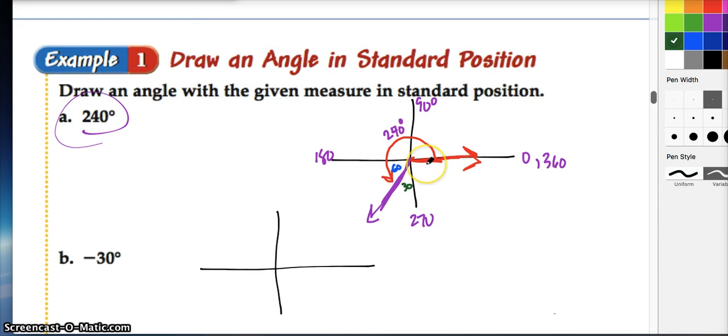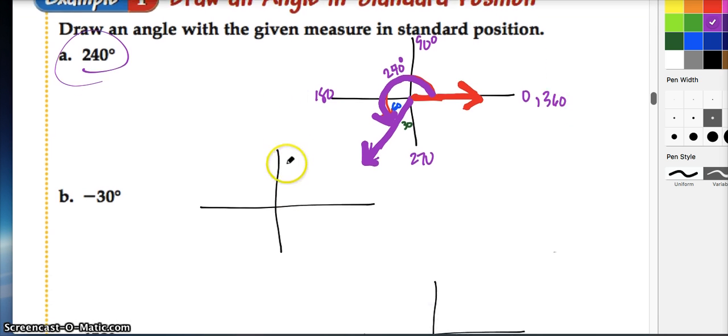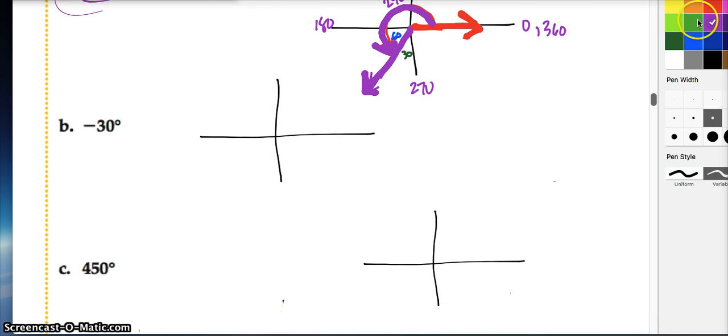So that's what we have here, and what we want to focus on, I know I'm showing you all kinds of little bits of information, is just this initial ray and this terminal ray, and this arrow, which shows us the way the angle is opening up. Are you guys with me? So that is a 240 degree angle. Let's take a look at this one.